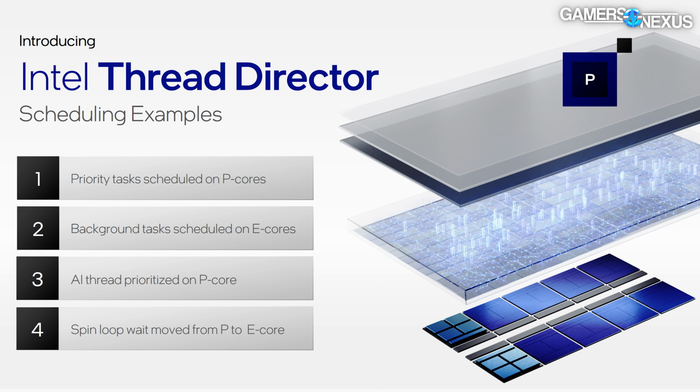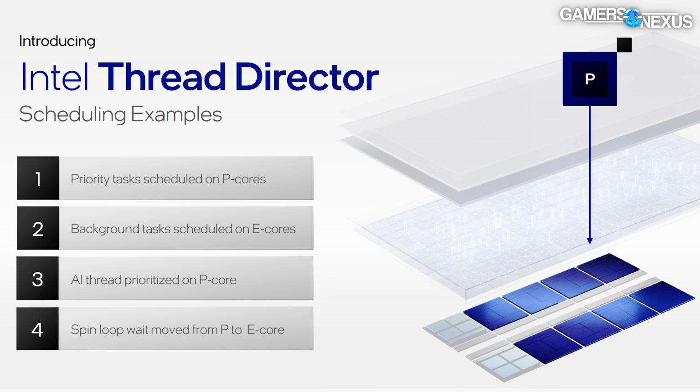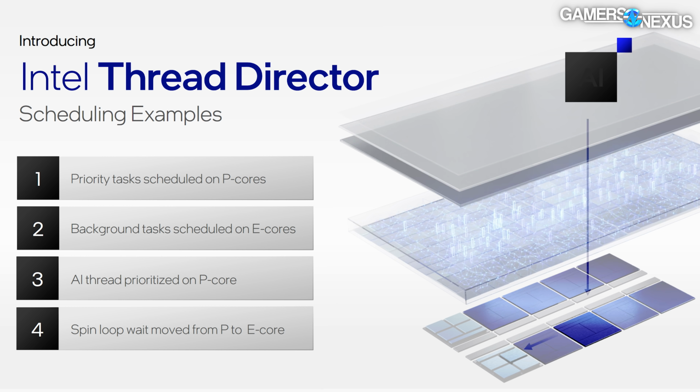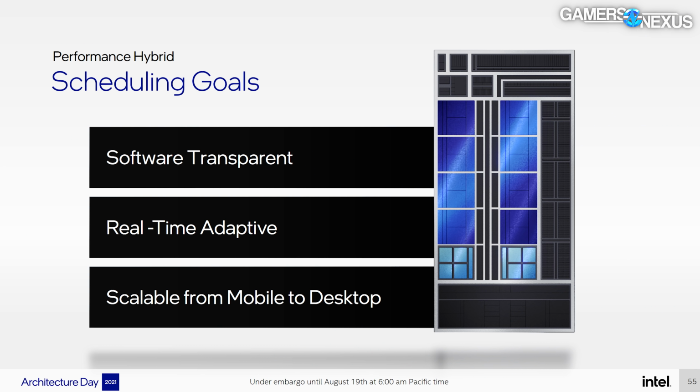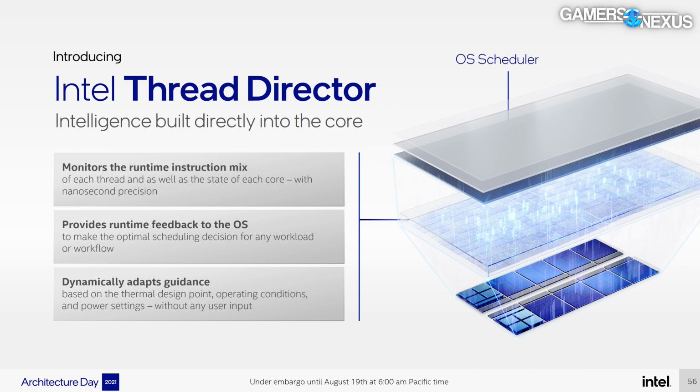A workload scheduler that is not stupid is necessary for efficiently distributing threads on a hybrid CPU. This is why Intel and Microsoft are working together on this one. Intel developed Thread Director with 3 goals in mind. Intel wanted it to be software transparent, it wanted it to be real-time adaptive, and it wanted it to be scalable from mobile to desktop. Regarding the first goal, Intel stressed that existing software should work without alteration on hybrid architectures, obviously, because it's a nightmare to go backwards. The second goal is summed up well by a catchphrase from the presentation, where Intel said, quote, "Right thread on the right core at the right time." Simple enough. The third goal is a statement of adaptability.